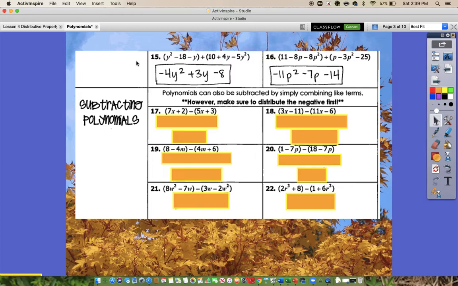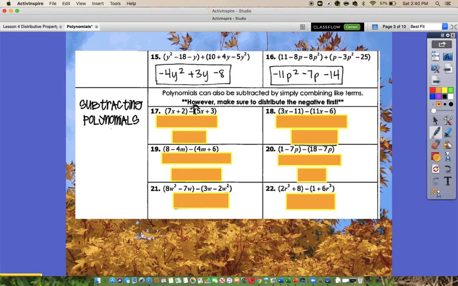Okay, now we're going to do subtracting polynomials, which, once again, is really nothing new. We're just combining the distributive property with combining like terms. On these, we're going to be combining like terms, but first, we have to distribute this negative sign. And remember, when you have a negative sign in front of the parentheses, there is an understood 1 right here that you're multiplying that parentheses by. So really, we're distributing a negative 1 to that parentheses.